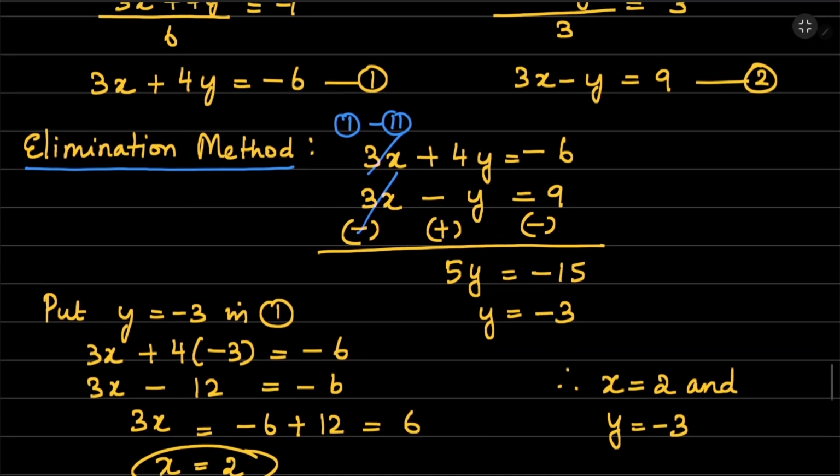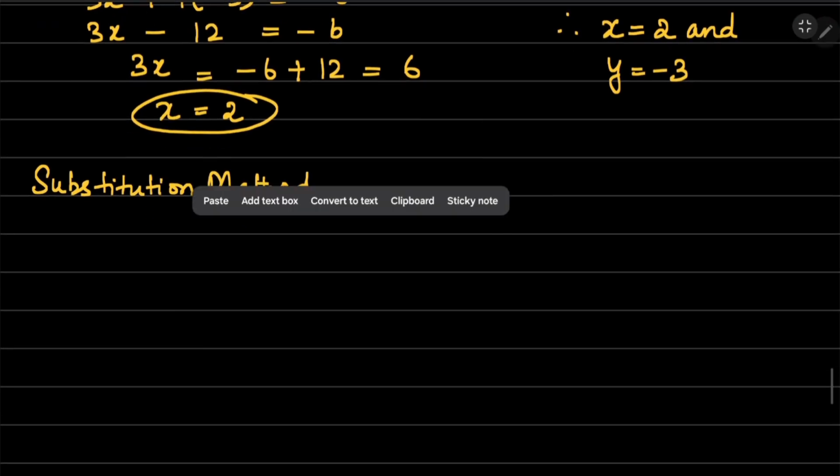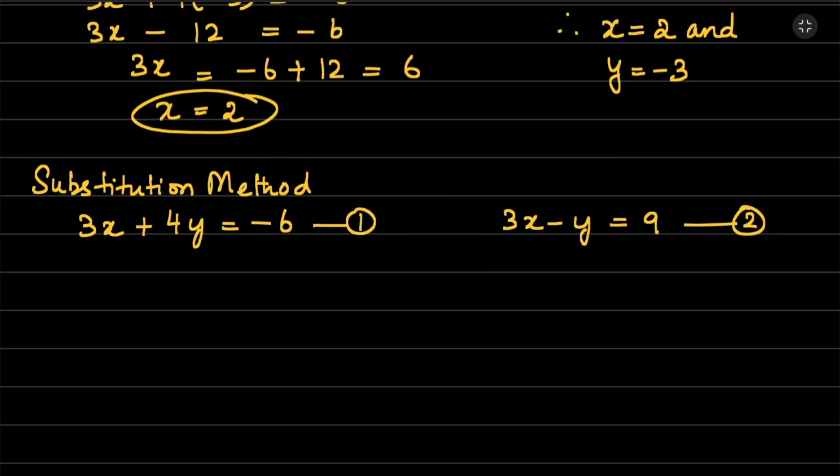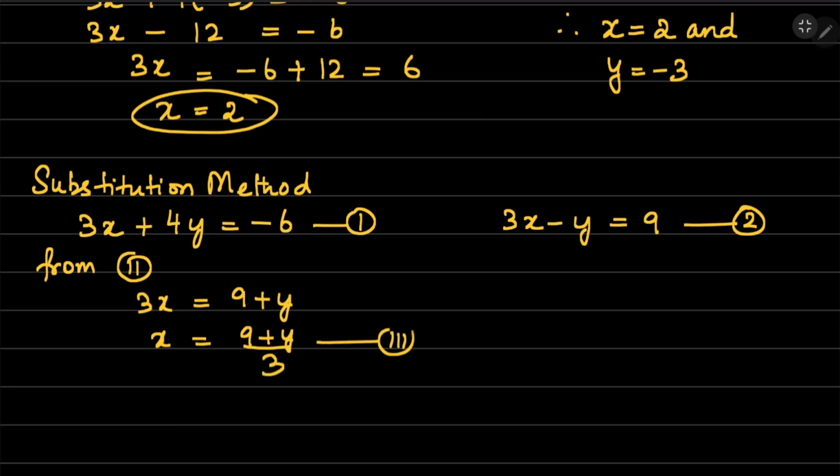So let's write both these equations again. Equation 1 and 2 again. Yeah, these are the two equations that we have. So from equation 2, I can write x in terms of y. So what is 3x equal to? 9 plus y. And x is equal to (9 plus y) by 3. Let this be equation 3.